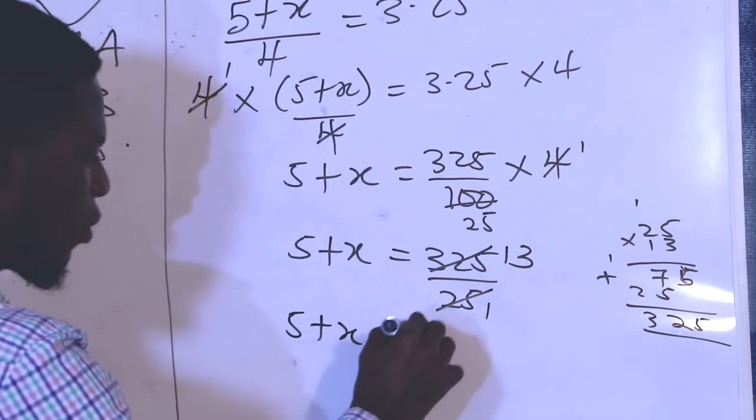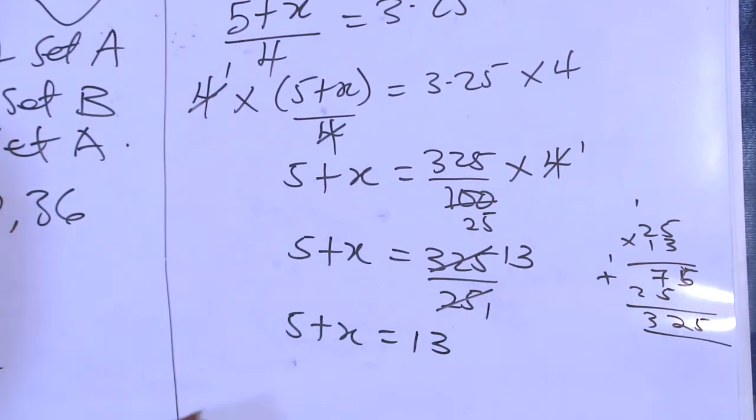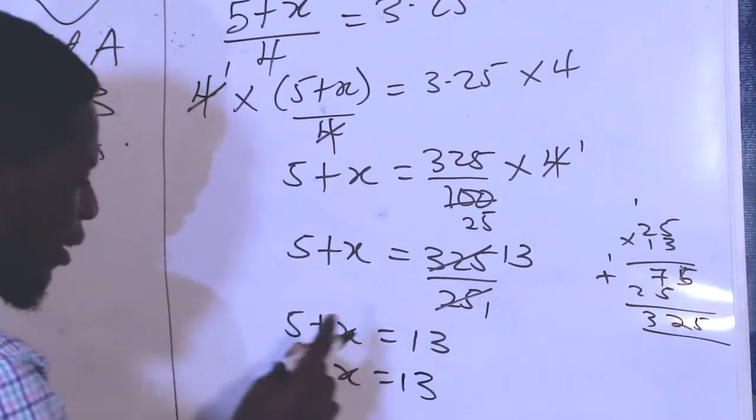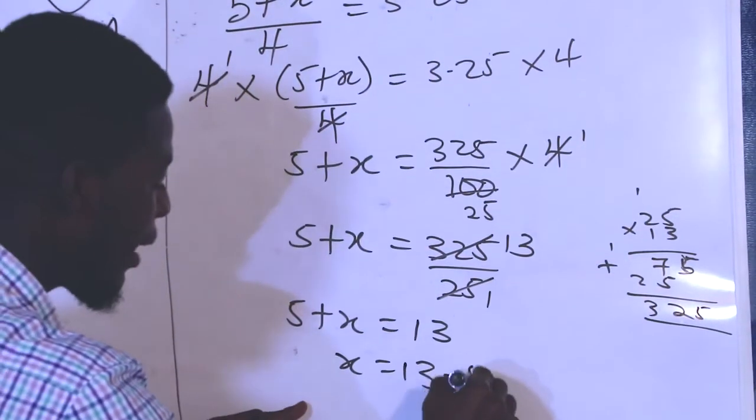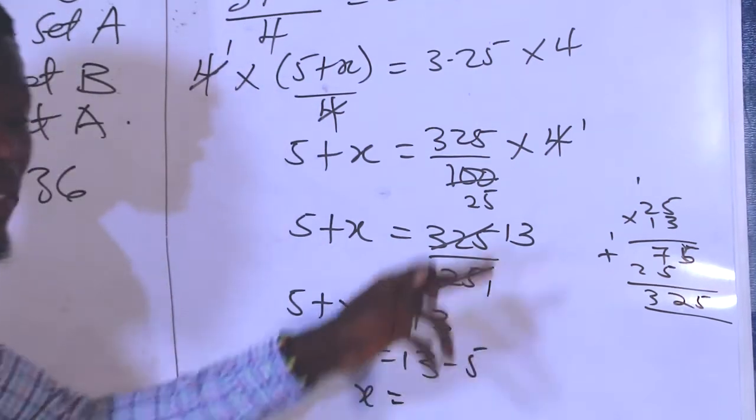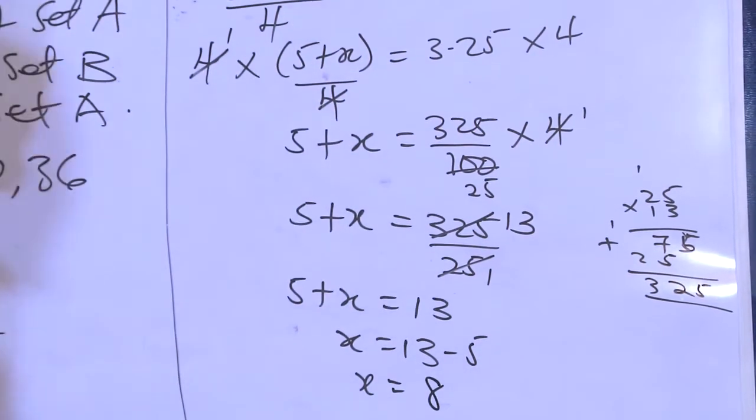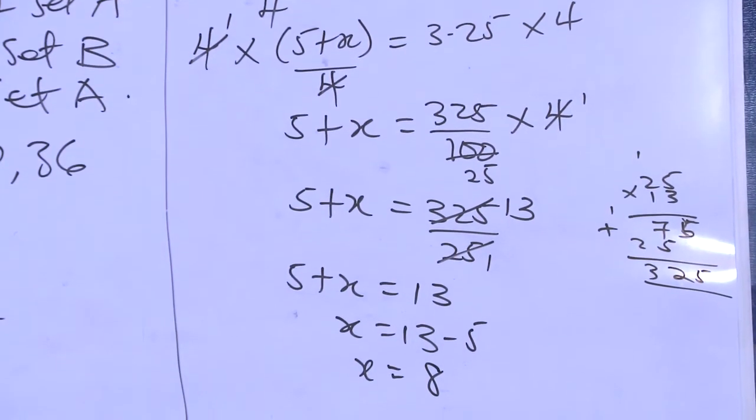5 plus x equals 13. Then how do we find x? You group like terms. So your x is here, 13. 5 moves to the other side and becomes minus 5. So x equals 13 minus 5, which is what? 8.